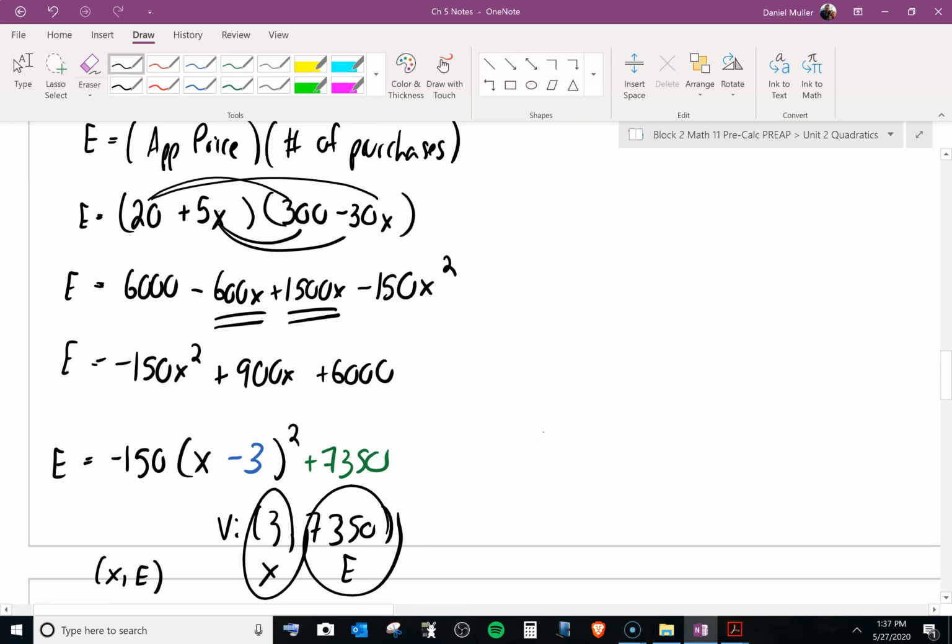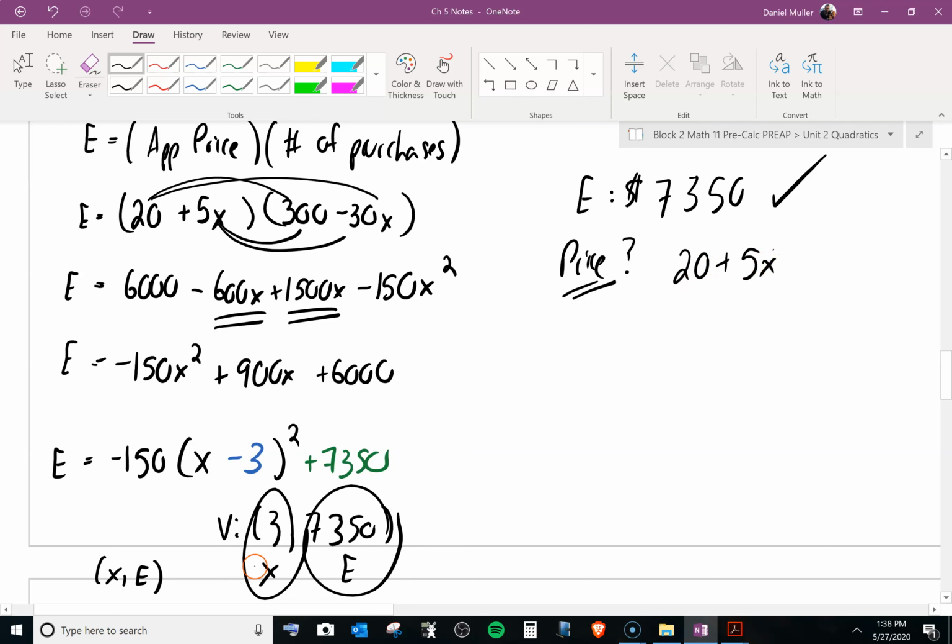So what do we know? Well, we know our x is 3, and we get a maximum earnings of 7,350. So what's our maximum earnings? Well, 7,350. But what is the price? Well, the price was 20 bucks plus any adjustments of 5x. But we know our x is 3. So it's 5 times 3. That's 15. 15 plus 20 is 35. So what's our price? Our price is $35.